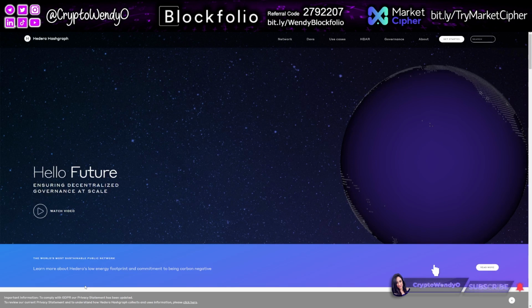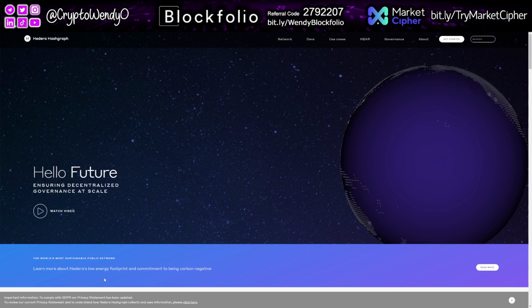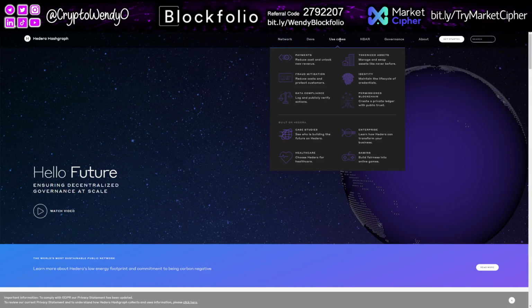So this is Hedera Hashgraph's website. We talked a lot about the fundamentals here. Essentially, they want to bring a low energy footprint and commitment to being carbon negative, unlike Bitcoin, because a lot of people are causing drama about Bitcoin and the mining. But really what I wanted to focus on was the use cases.